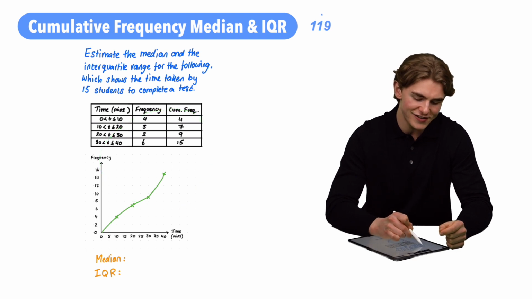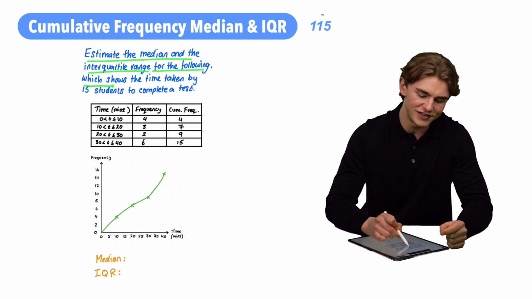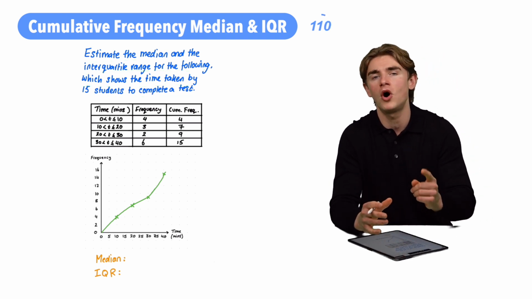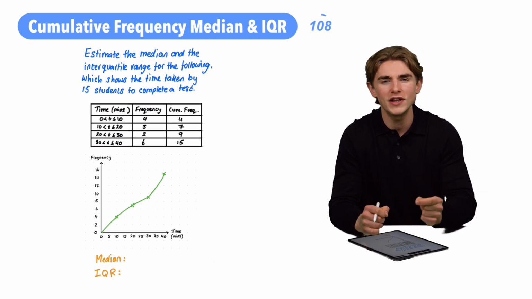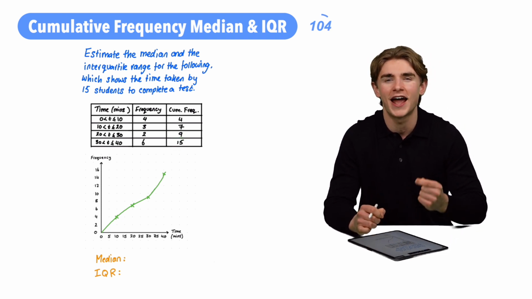The question says, estimate the median and the interquartile range for the following, which shows the time taken by 15 students to complete the test. What are we going to do? Step number one, guys, that's going to be to identify which of our 15 values actually represents our median. How are we going to do that?